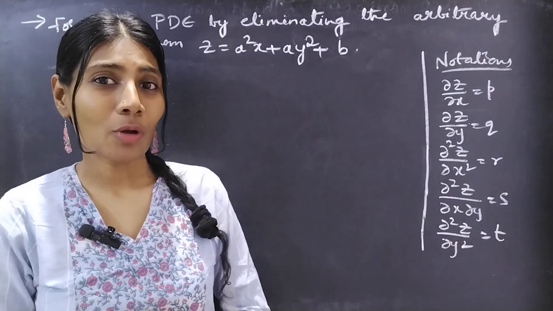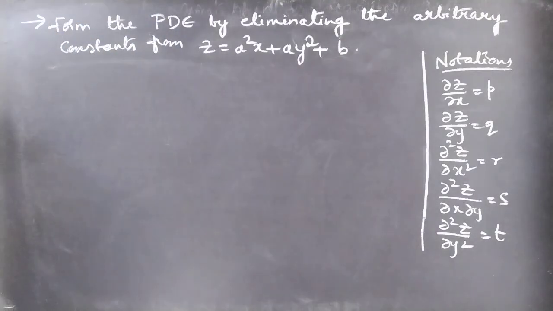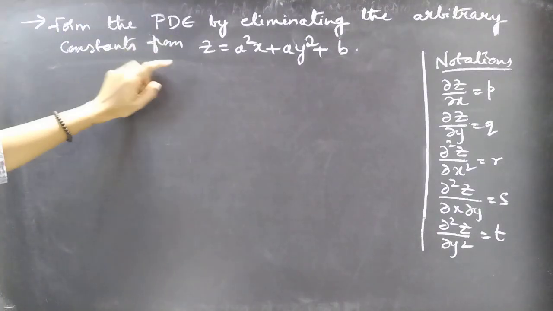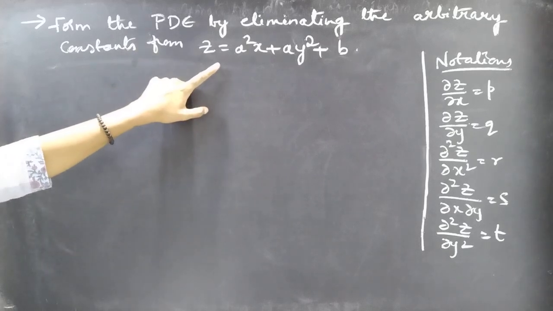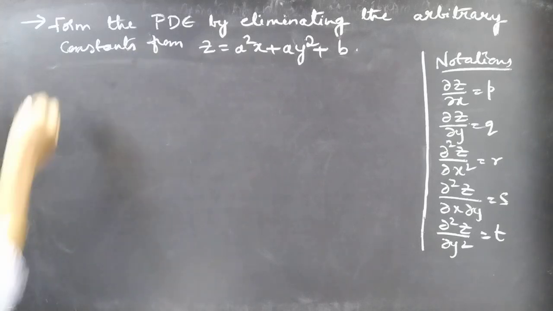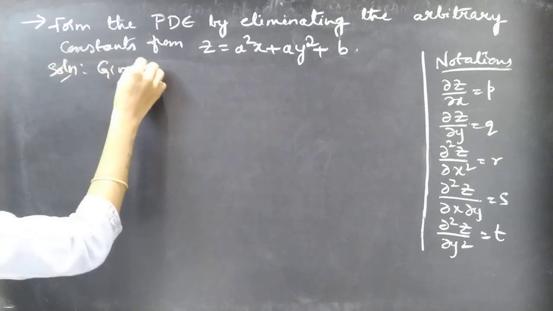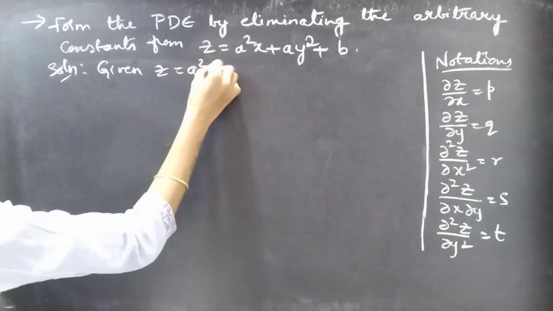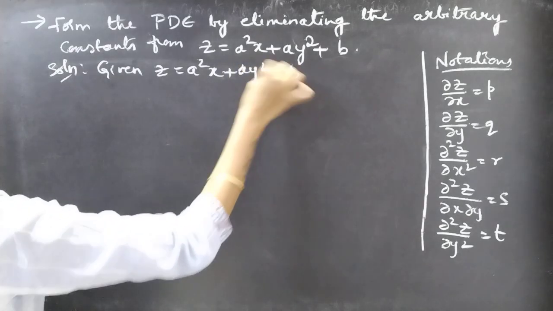In this video, we're going to see a problem from partial differential equations. So let's get going. Problem: form the partial differential equation by eliminating the arbitrary constants from z equals a squared x plus a y squared plus b. We are given a relation z equals a squared x plus a y squared plus b.